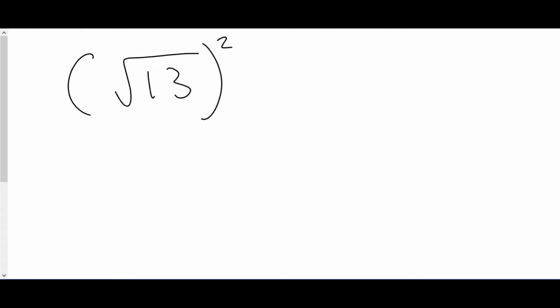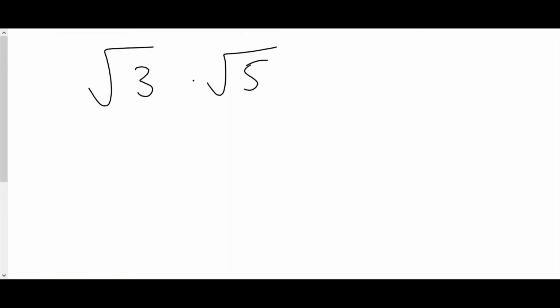But if I'm taking the square root of something and then squaring it, what's going to happen? Well, squaring and square roots are inverse operations. So think about what would happen to a number if I added 5 and then subtracted 5, or if I multiplied something by 5 and then divided it by 5. You would end up back where you started, right? Because those are inverse operations. So squaring and square roots are inverse operations, so they're going to cancel each other out. So if I square the square root of 13, I'm just going to get 13.